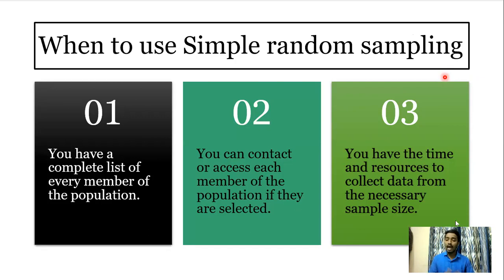Then next, you have to have the time and resources to collect the data from the necessary sample size, whether it is 100, 200, 300, 400, 500. And as I said, it should be a known population. You should have each and every piece of information about them. Only then can you use simple random sampling.